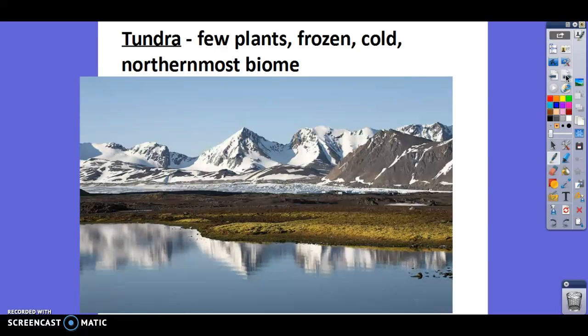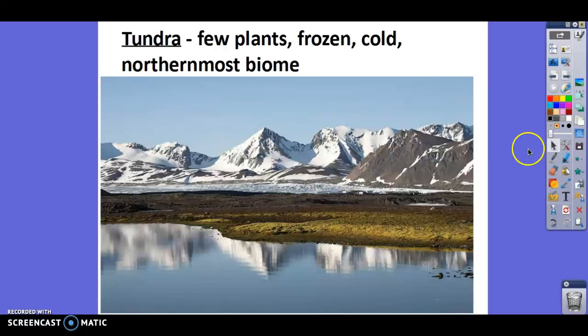Let's talk about each individual biome. We're going to start off with the tundra. The tundra has very few plants. Some people think it doesn't have any, but it does. If you can see in this picture, there's some green here. Plants are found typically more towards the coast. So if you think of Antarctica or the Arctic, typically we have plants found closer to the coast rather than the North Pole or South Pole, because it's a lot colder at the poles.